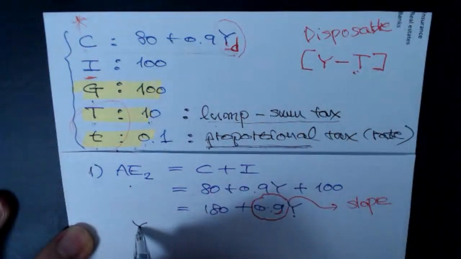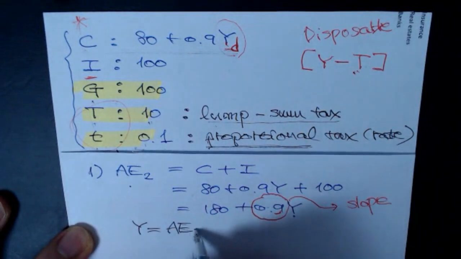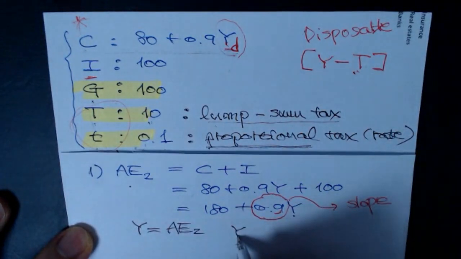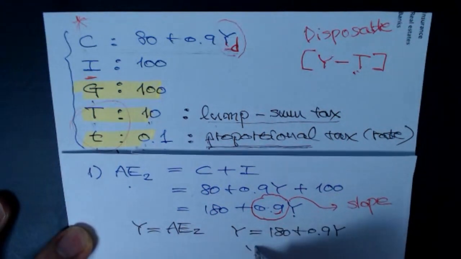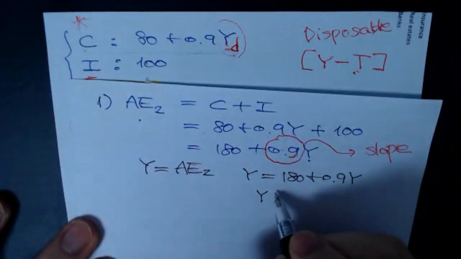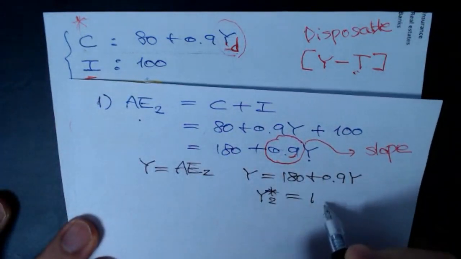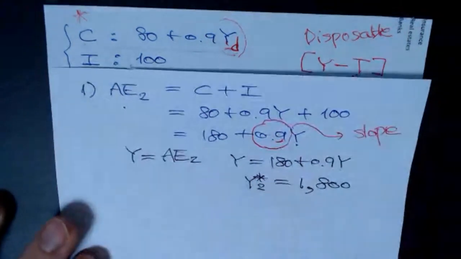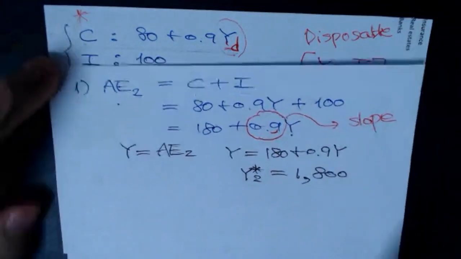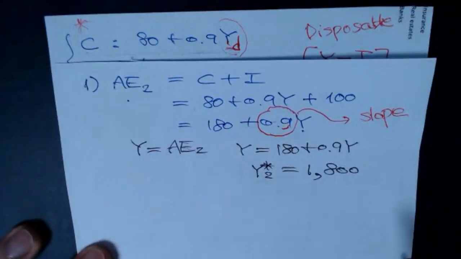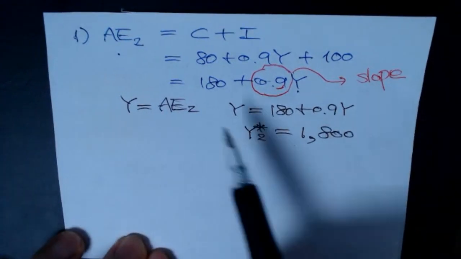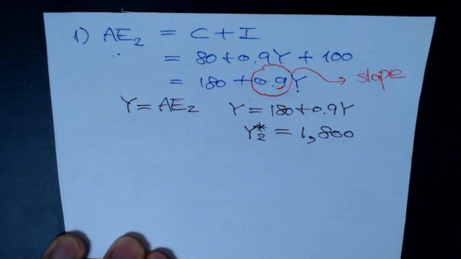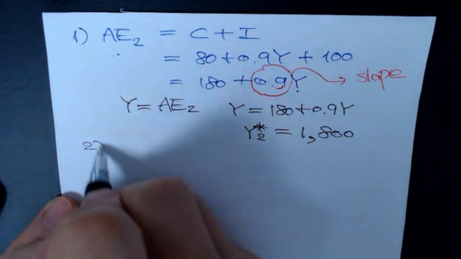Now equilibrium happens when output equals expenditure. So Y equals 180 plus 0.9Y. Now we have equilibrium output in the two sector: 1,800. This is not a big deal, you can just follow the steps. Our main concern is what happens in the three sector. Let's check whether this would increase or decrease. So, the three sector model.